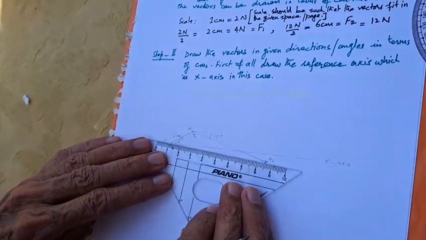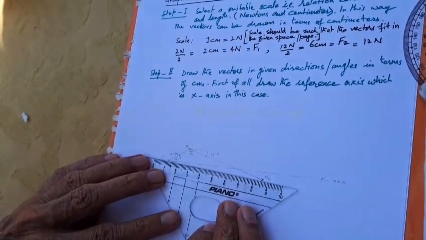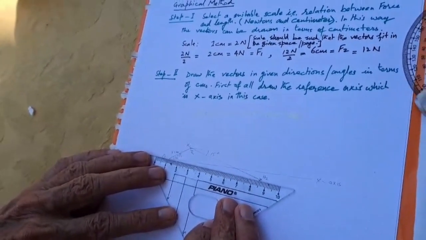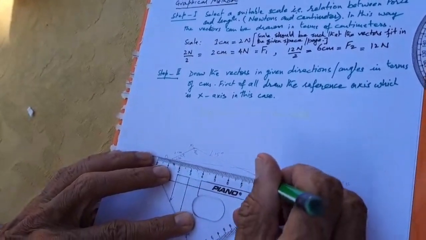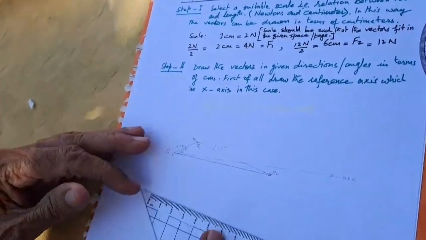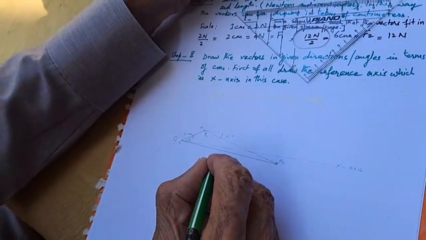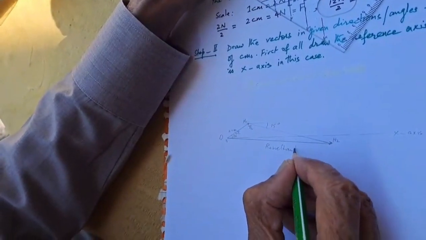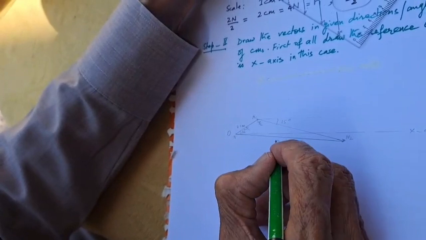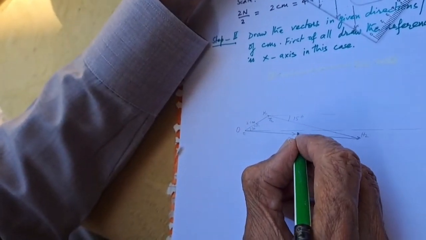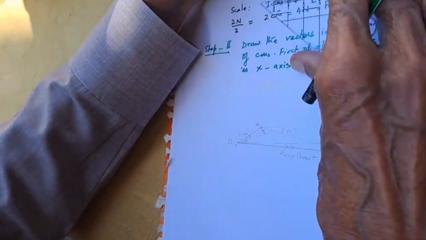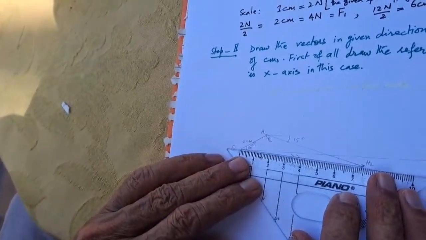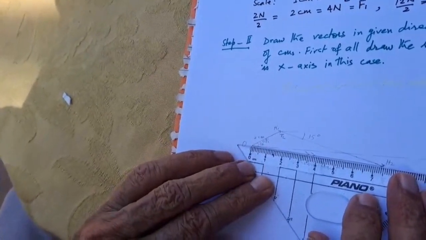Tail 1 with head 2 to find the resultant. Here we go. This is the resultant. So its direction will be from tail 1 towards head 2 and we find out its length. Length is about 7.5. It is 7.5 centimeter.